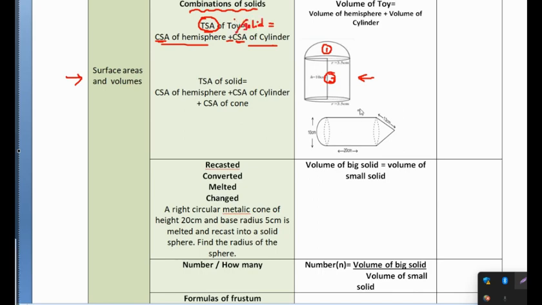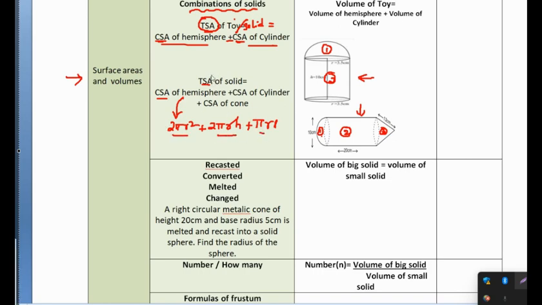In the second case, this solid is a combination of three shapes. One is hemisphere, second is cylinder, third is cone. So though the question is total surface area, we have to use curved surface area of hemisphere and curved surface area of cylinder and curved surface area of cone. We know the curved surface area of hemisphere formula is 2 pi r square, curved surface area of cylinder is 2 pi r h, and curved surface area of a cone is pi r l. So one has to be familiar with the formulas, remember.